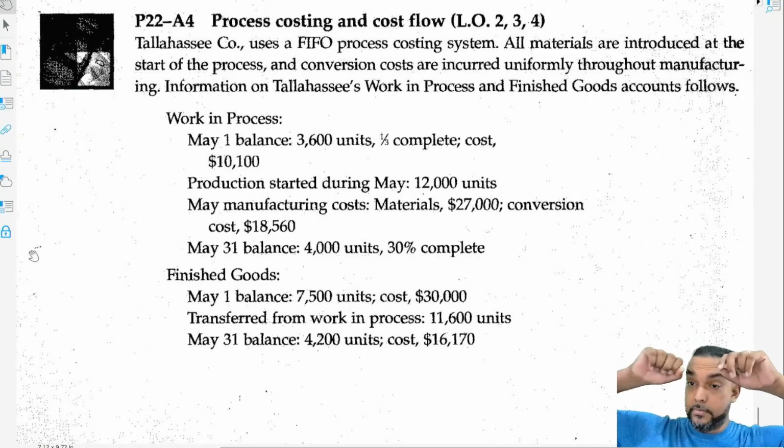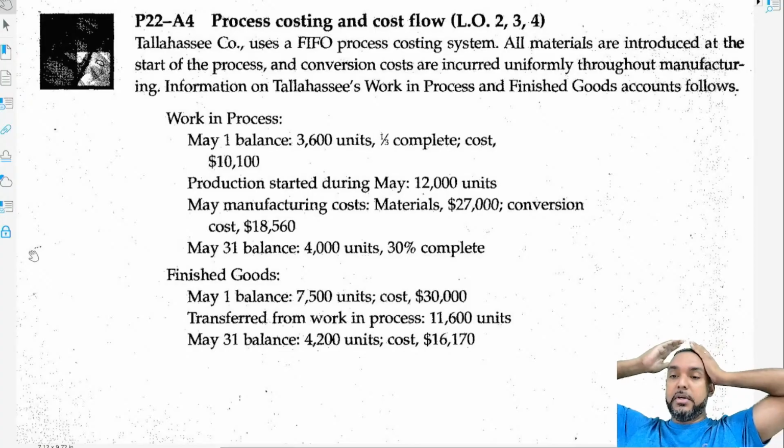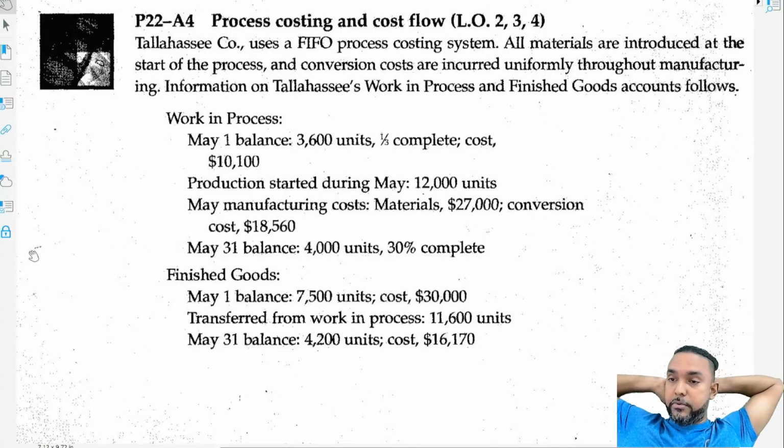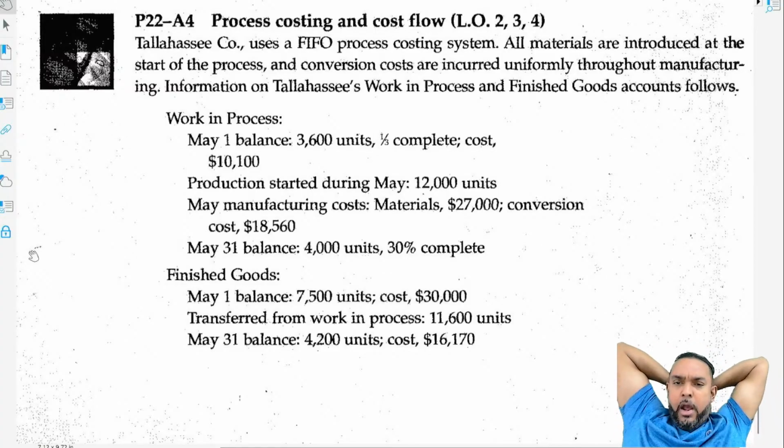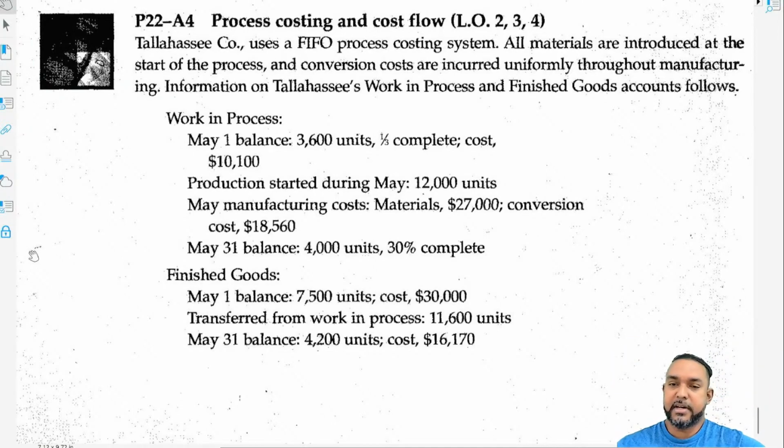Right, Tallahassee, FIFO process costing system. All materials introduced at the start of the process. Conversion costs incurred uniformly throughout the manufacturing. Work in process balance at the start of May, 3,600 units, one-third complete, so it's fractions now, cost 10,001. Production started during May, 12,000. May manufacturing cost, materials and conversion, 18,560. May 31st balance is 4,000, 30% complete.